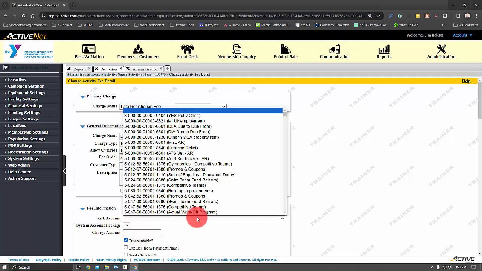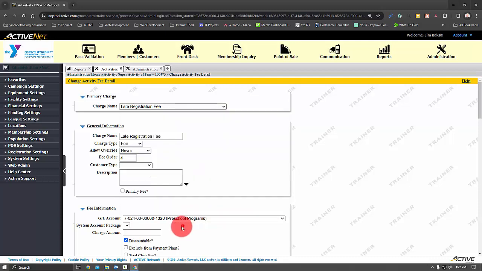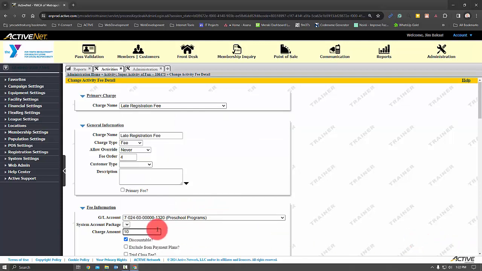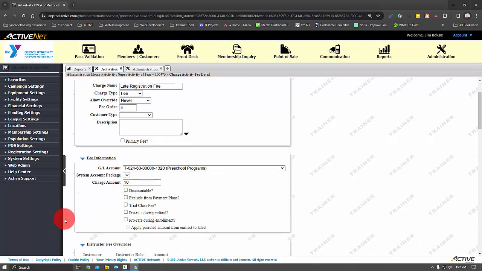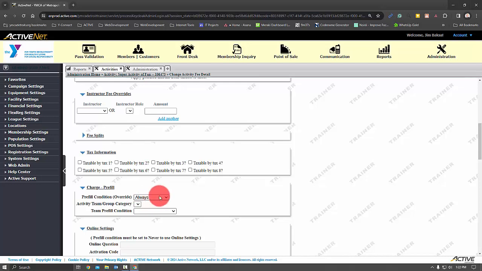We're going to put it to our general ledger account, 024 60 1 2 3 4 5 13 20. And we're going to say this is going to be a $10 late fee. It is not discountable, and we are not going to prorate it during enrollment, but we won't prorate it during refund either. This is a fee. So we're going to leave both of those off. We'll come down here, pre-fill condition always.